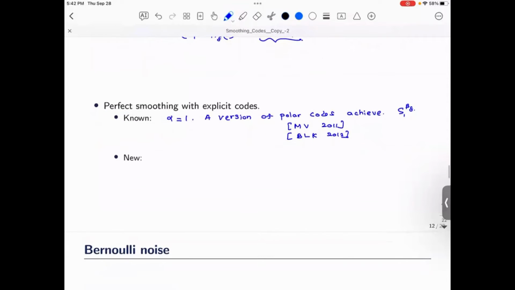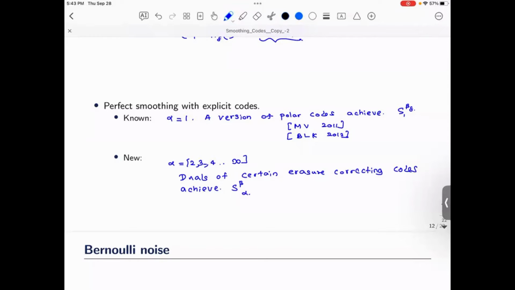So we provide another set of codes for alpha. We show that duals of certain erasure correcting codes achieve this capacity, with alpha going from 2 to infinity: 2, 3, for all the integers greater than 1, and infinity.